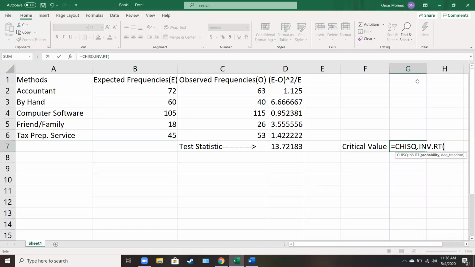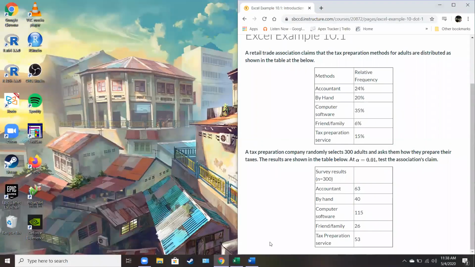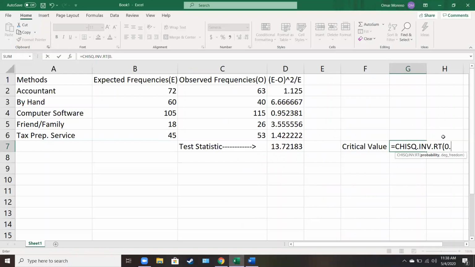So let me check what that was. 0.01, cool. 0.01, and degrees of freedom. So degrees of freedom is a bit different here. It's not the usual sample size minus 1. It's not going to be 300 minus 1.